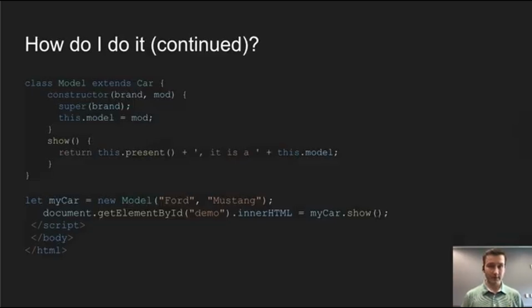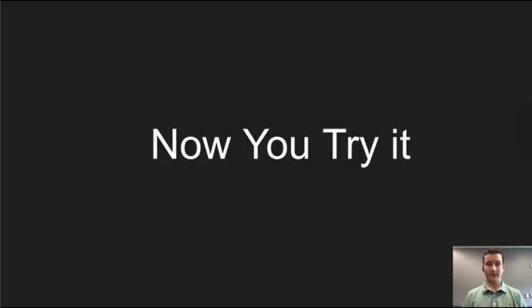So how do I do it? Here we have the model, right? It takes in a brand and mod, which is the model, and then it calls the super, which is the super constructor, which is the object that we're inheriting from, which is the car, and we're passing in the brand. So modify this to add a style to the car. Give it a shot.